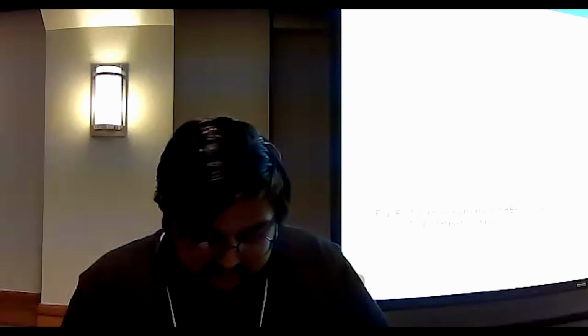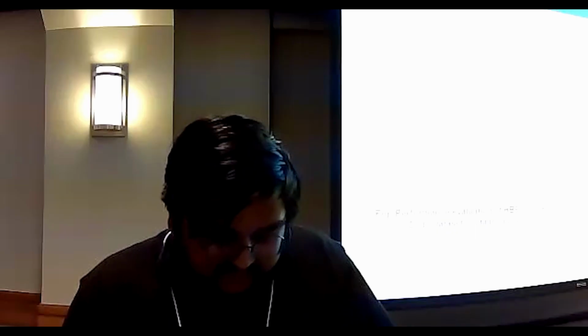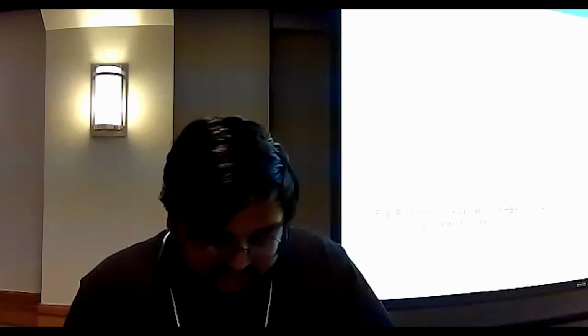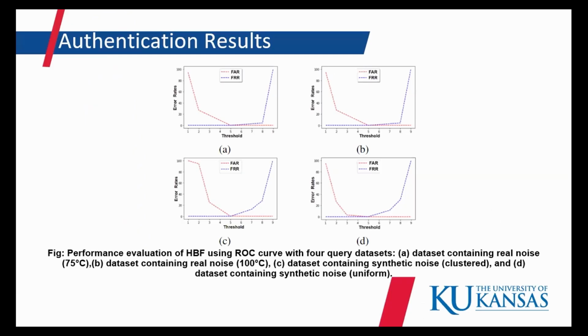Each experiment is done on different query sets after enrolling. The query sets were generated with a ring oscillator based PUF at 100 degrees and 75 degrees Celsius. And for C and D, these two query datasets were generated synthetically.